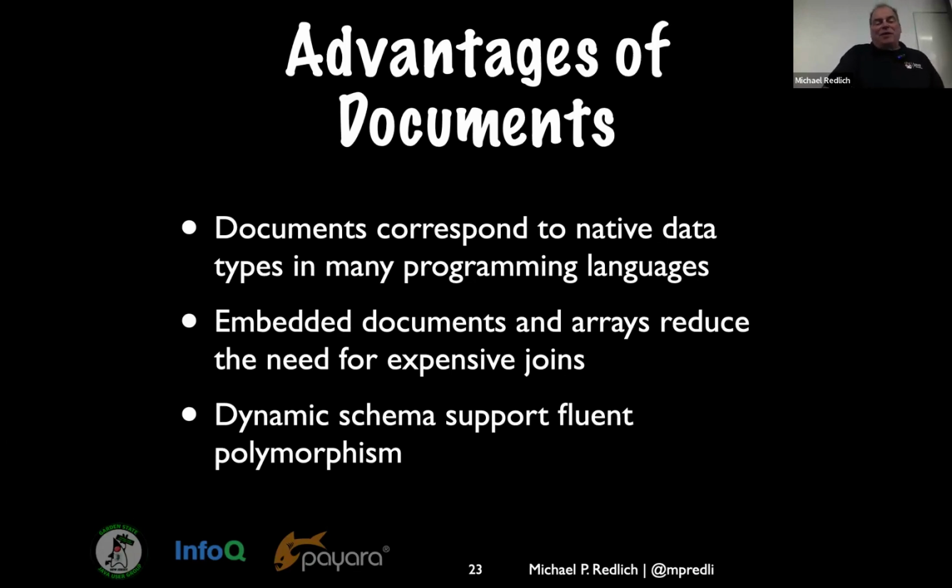And embedded documents and arrays reduce the need for expensive joins, okay? Inner joins in a relational database, outer joins, all these other things. You can have embedded documents. I'll show you an example of that. If you try to do a join in MongoDB, as I mentioned earlier, you can do that, but it's quite messy, and the results you get back are hard to read. But this is used quite a bit because of the flexibility.